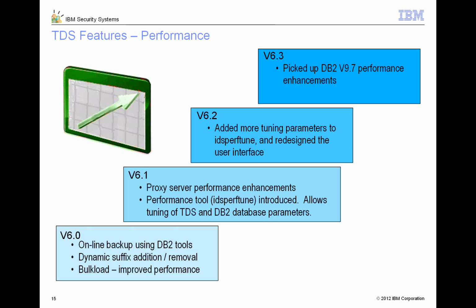In 6.2, we added more parameters to the performance tuning tool and redesigned the user interface. And in 6.3, we picked up the latest performance improvements provided by DB2 version 9.7, which is bundled with the 6.3 version of TDS. These are primarily the buffer pool enhancements of DB2.